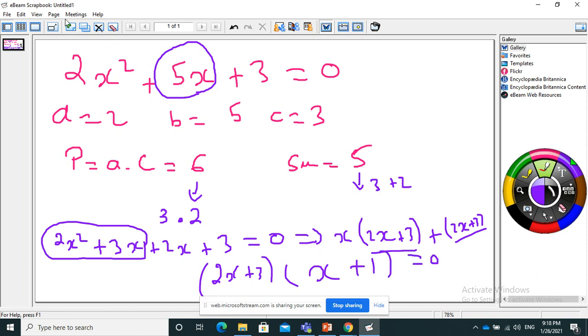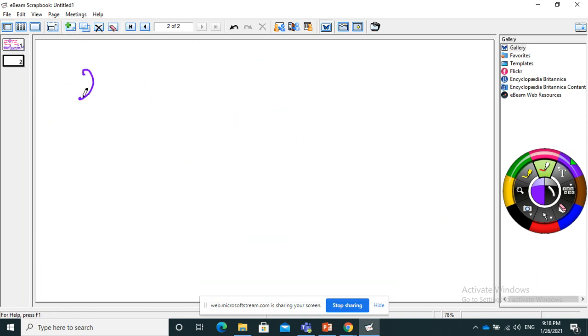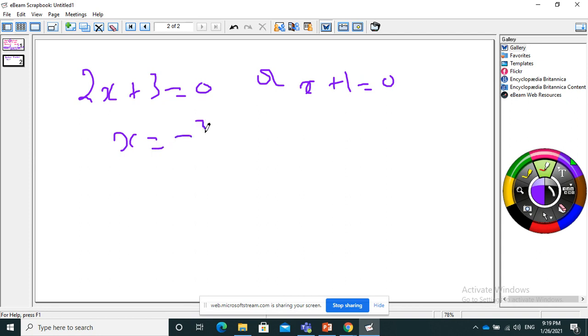So I will take each one equal to 0. I will have 2x plus 3 is equal to 0, or I have x plus 1 is equal to 0. So it will give me this one, x is equal to minus 3 over 2, and the second one, x equal to minus 1. Sure, we're going to do more and more application during our classwork.